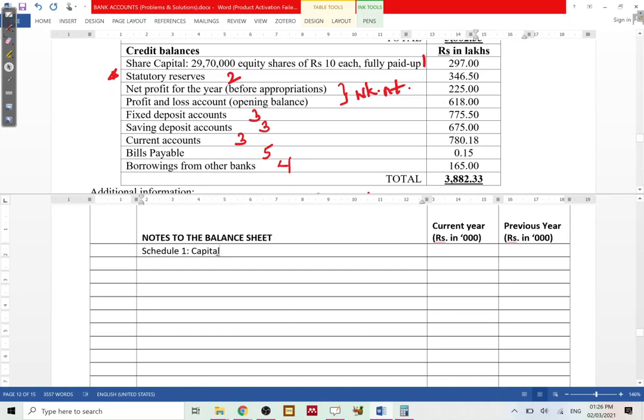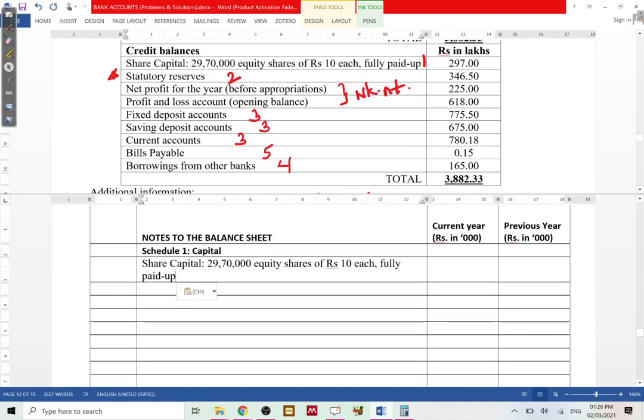capital, and under capital we have share capital. I'm going to take this entire thing that is given to us. Share capital with 29,70,000 equity shares of rupees 10 each.